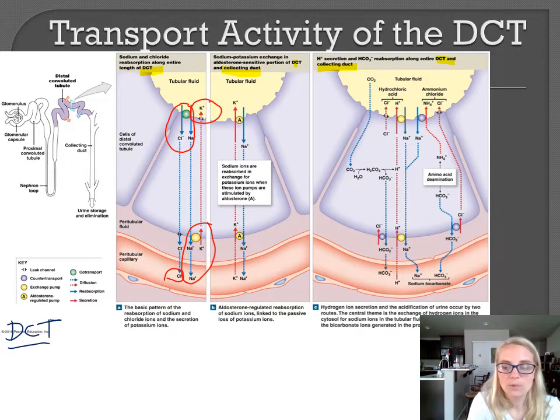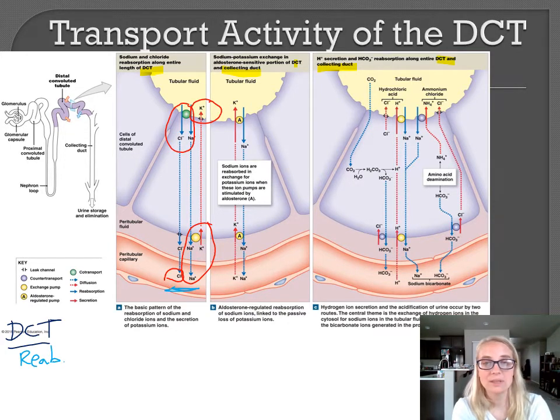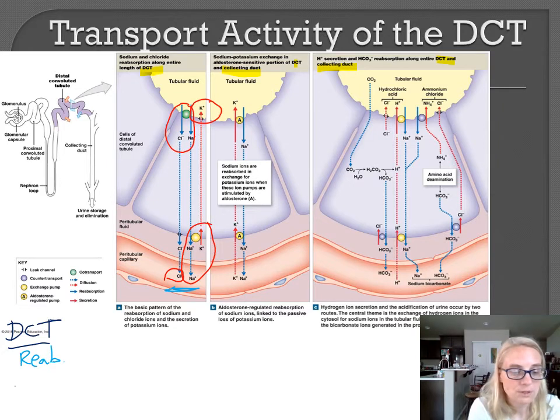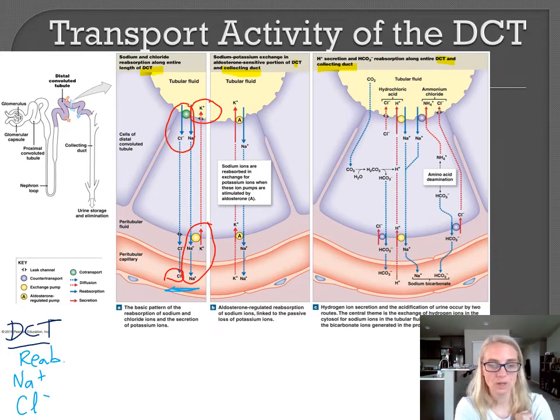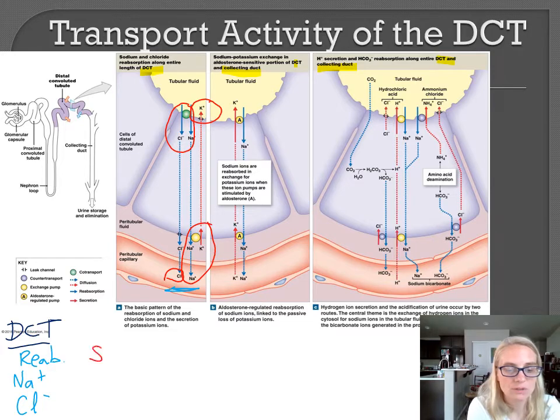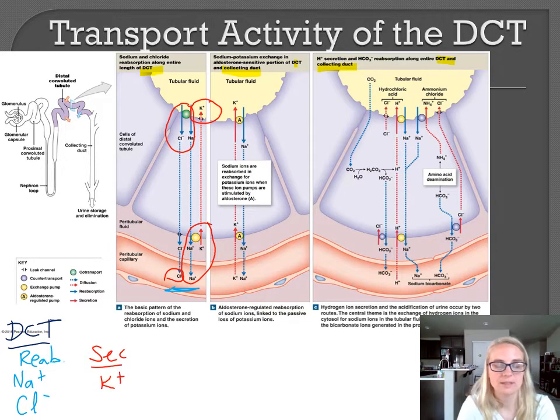So again, if we're going to be keeping track, I'll just write DCT over here. DCT, what we reabsorb, I'll abbreviate that. So if we take a look at what we see ending up in the bloodstream, we have sodium and chlorine. All right, so that's what's happening. And then as far as secretion goes, so far we have potassium. So that's our first little strip that's happening just at the distal convoluted tubule.